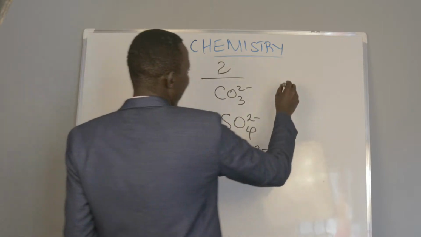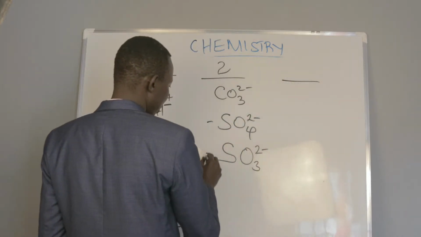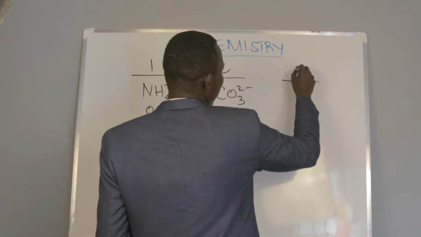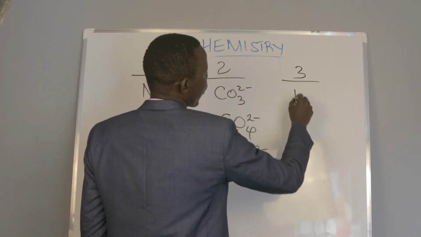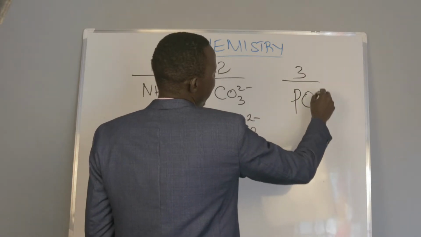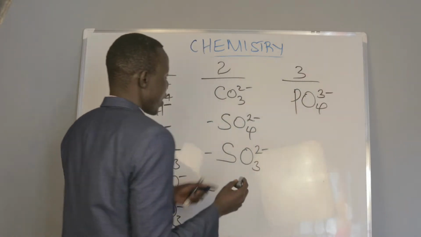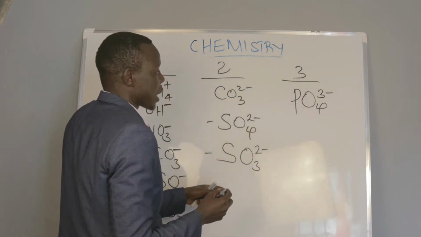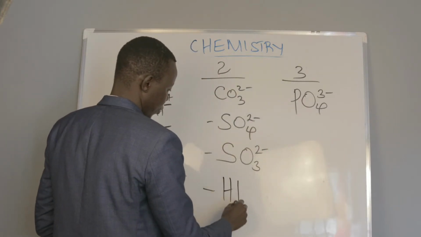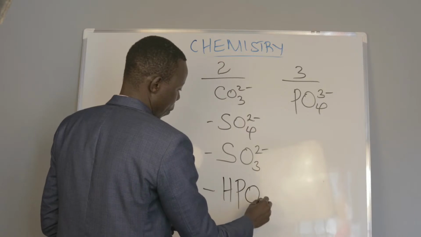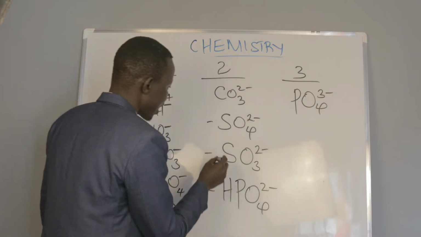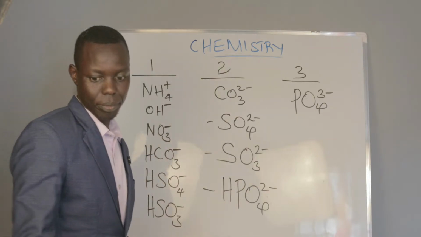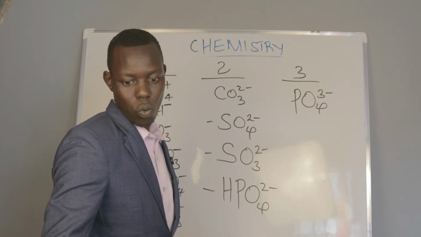Kuna ingine hapa, I will still add one more here, but before that, kuna ingine pale iko na valency ya 3. Inakuanga tu peke yake, inatembeanga tu kivyake. Inaitwa phosphate. Now, hii phosphate na ileta hapa iko hydrogen phosphate. Inakuwa 2 negative. That is how it is. Kuna mtu ako na swali?